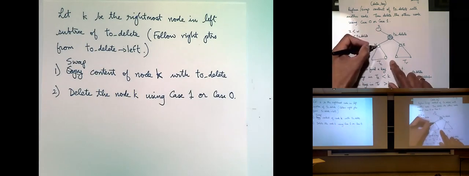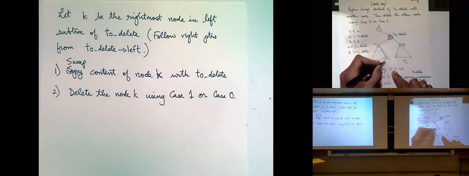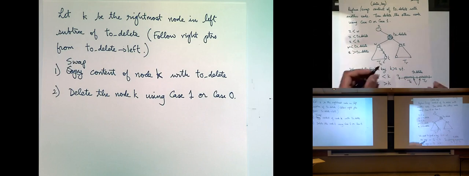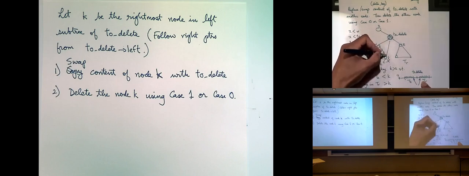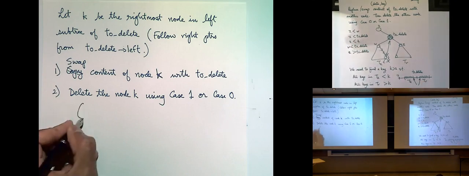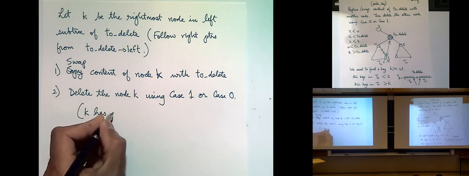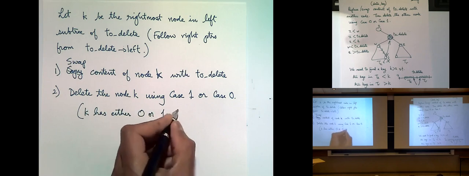So you went down here, you keep going right, that node is K. It might have a left child, it might not, but it definitely does not have a right child. That doesn't exist. And so deleting that node is easy. What you do is swap the contents of 2delete and K, and then delete the node K. The point is that K has either 0 or 1 child.